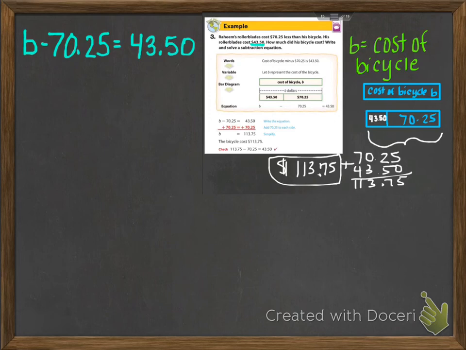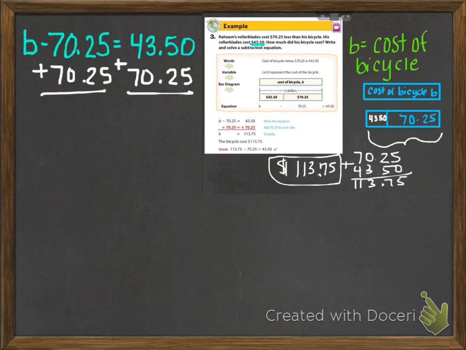So now with the equation here, we can go ahead and perform the inverse operation. So we're going to add 70.25 to both sides, making sure to cross out this 70.25 because subtracting 70.25 and then adding it back is offsetting it. So you're at a 0. And now you have 5 plus 0 is 5, and 5 plus 2 is 7. 3 plus 0 is 3, and 7, 8, 9, 10, 11. So now you get $113.75.